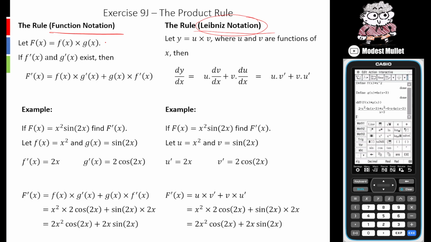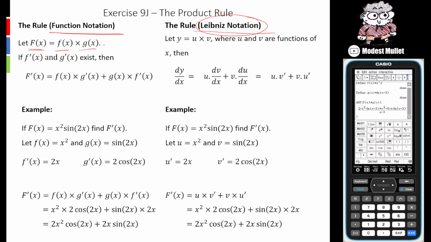So the product rule is used when we have the product of two functions and we want to try and differentiate it. So let's say we have capital F of x, and that's what we're going to use to show this combined function, is equal to some small f of x multiplied by g of x.